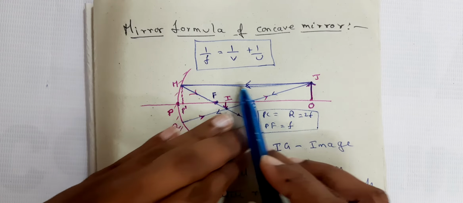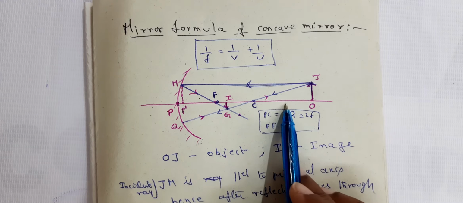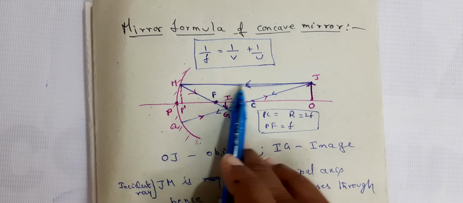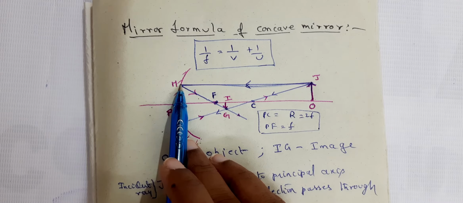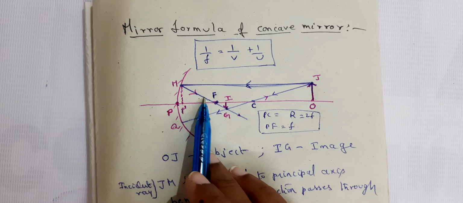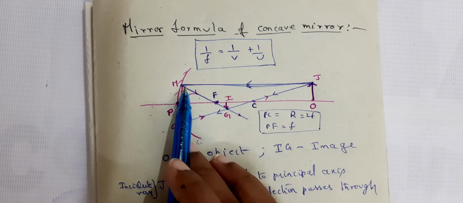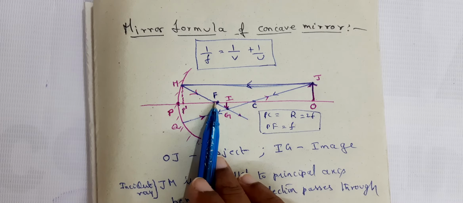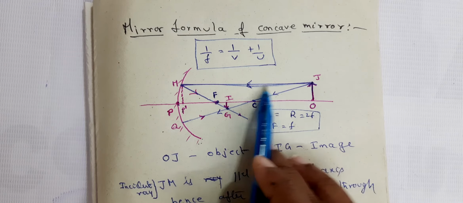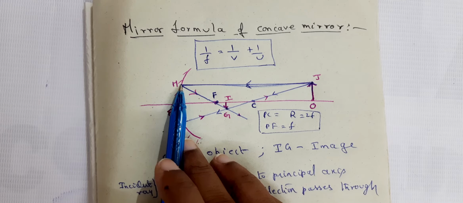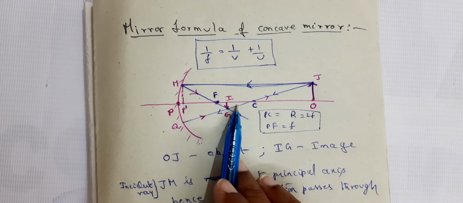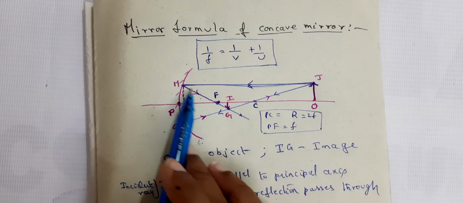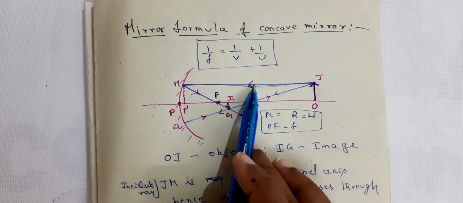Draw one ray parallel to the principal axis, called a paraxial ray. Upon reflection, the reflected ray passes through the focus. This is the first rule: a ray incident on a concave mirror parallel to the principal axis will, upon reflection, pass through the focus. We have drawn the diagram based on that first rule.